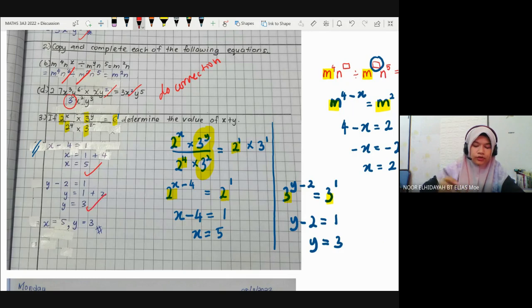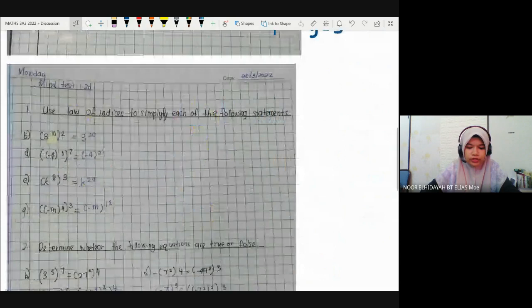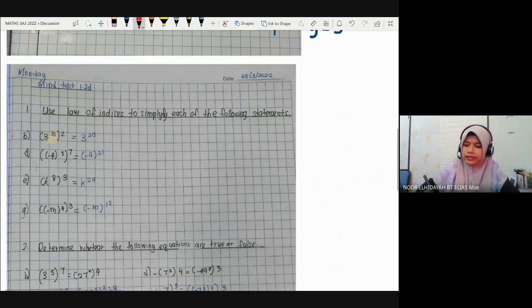Okay, this one is on how to solve this question for the mind test 1.2c. Now we continue for the next mind test that I gave you yesterday. Mind test 1.2d. This one is a simple question, which involves the law of indices, or index with the power raised to power.